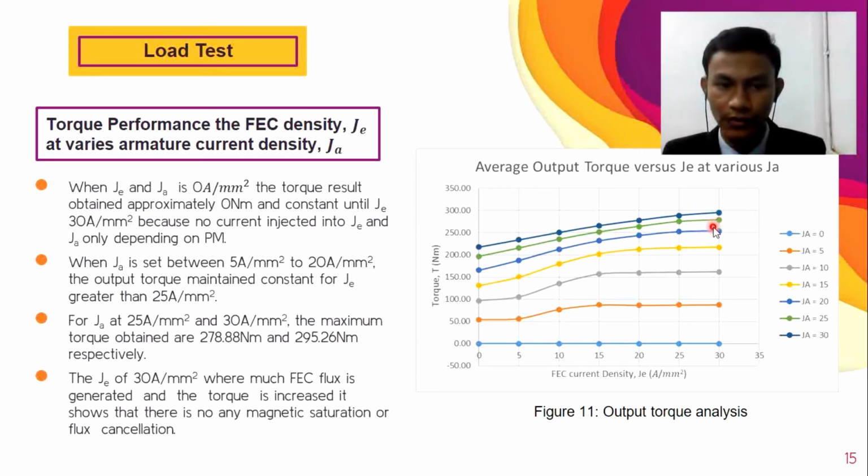The maximum output torque obtained for JA 25 is 278.889 Newton meter. For the JA 30 we produce the torque at 295.26 Newton meter respectively. So for the JE at 30, where much FEC flux is generated and the torque is increased, it shows that there is no magnetic saturation or flux cancellation.